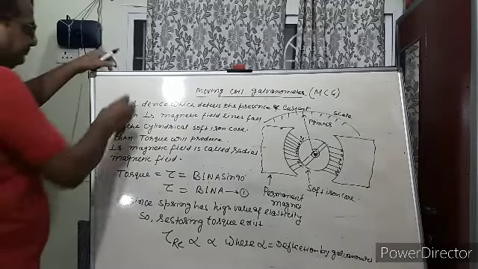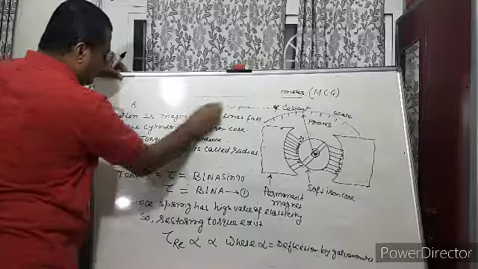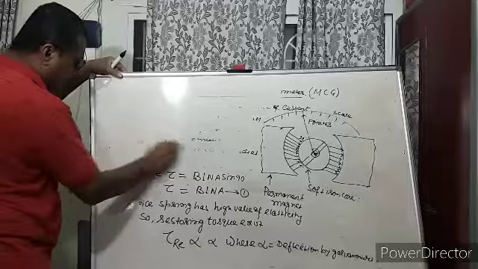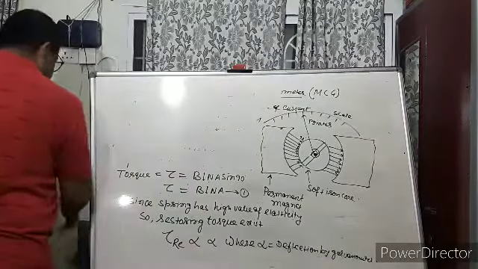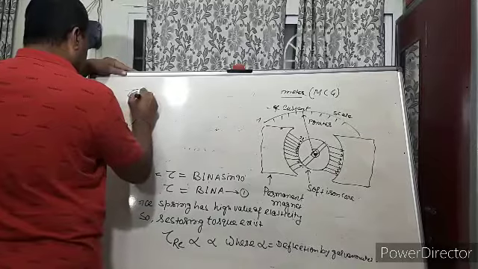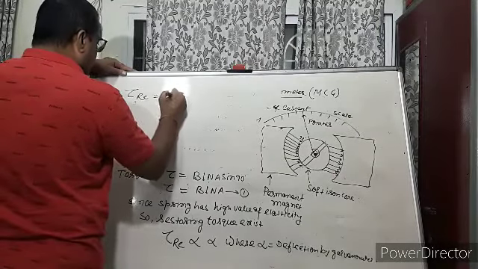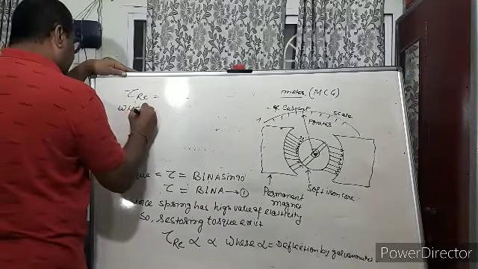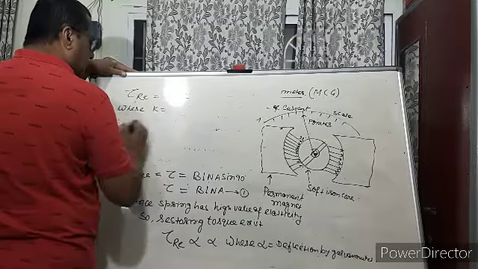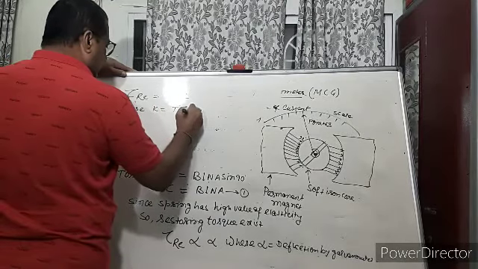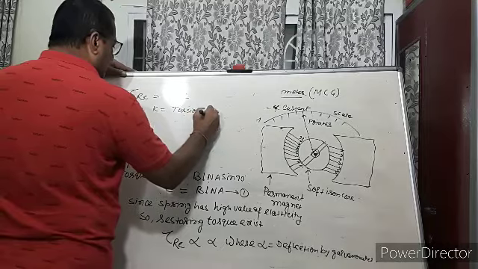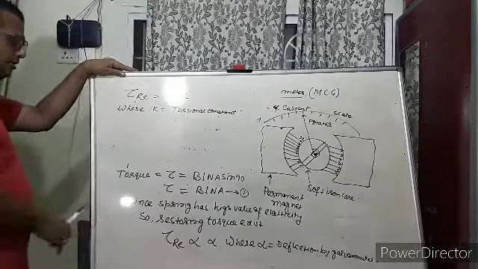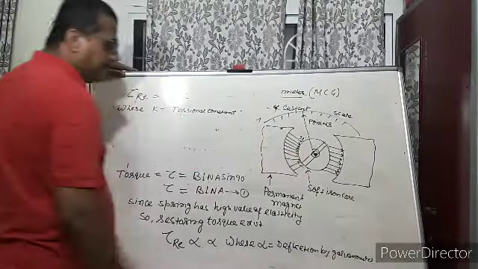Hence, the restoring torque is equal to K alpha, where K is the torsional constant. What is the torsional constant? It is the property of this spring.